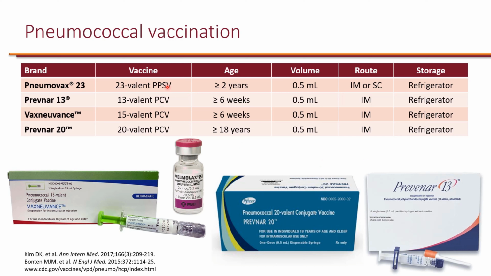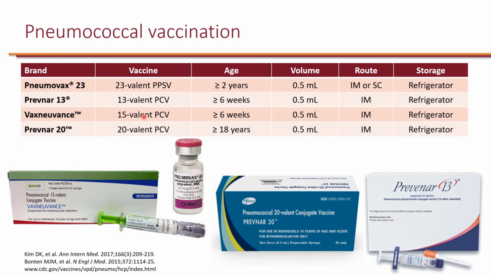And then, so this is PPSV, the rest of them are PCV or polysaccharide conjugate vaccine. And the first one is Prevnar 13, so this is a 13-valent and it has 13 of those serotypes. This is approved for ages 6 weeks and older. And all of these PCVs are available as a pre-filled syringe, so they can only be given as an intramuscular injection. Most recently, we had Vaxneuvance and Prevnar 20 approved.